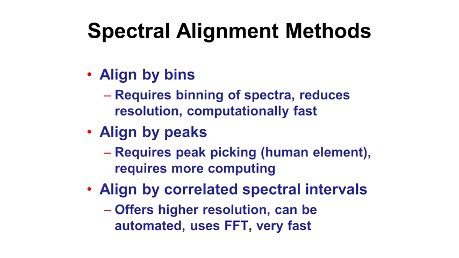Another approach is to align by peaks. This is more intuitive because people think in peaks. But typically to identify peaks, you have to do some peak picking, and humans are generally better than computers at that. What's more, peak alignment generally requires more computing. Another technique is to use what are called correlated spectral intervals, and this allows you to work at generally higher resolution than binning.